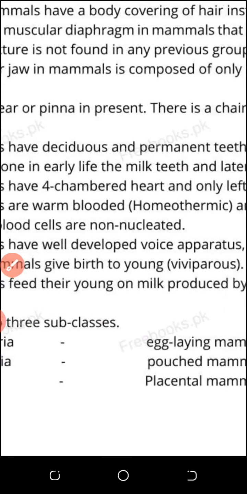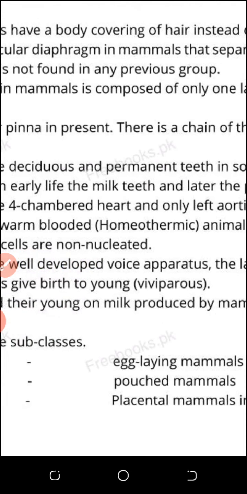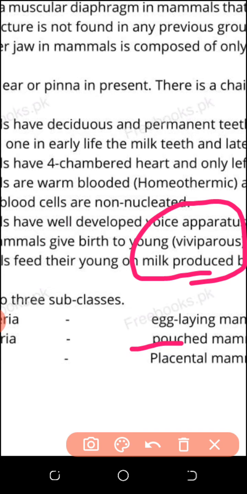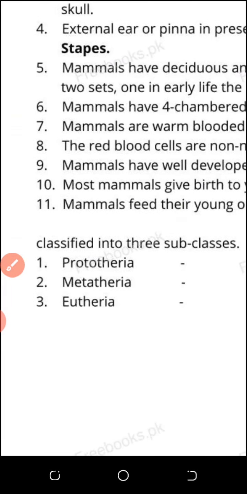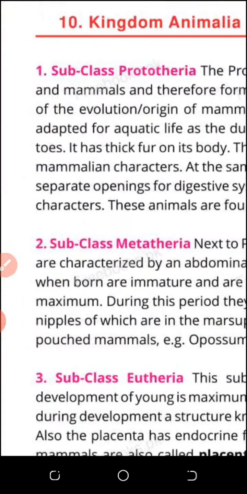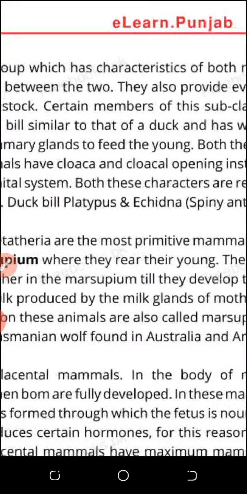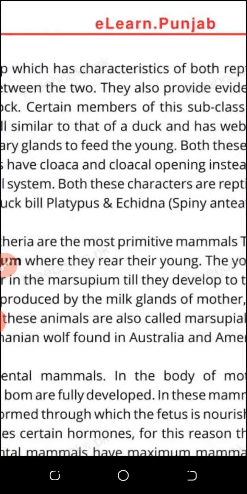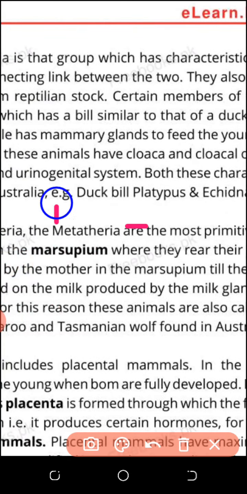So we can assess that these are the first animals which can give birth to their offspring. They are viviparous, and egg-laying mammals are there, but still I will tell you that egg-laying mammals are oviparous. So now groups of the mammals, three main groups of the mammals. Prototheria, these are the reptile-like mammals. They have some characters of reptiles. Duck-billed platypus and spiny anteater are the examples, and they resemble the reptiles.